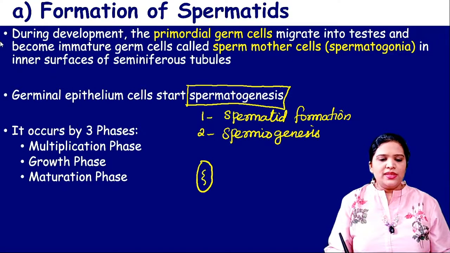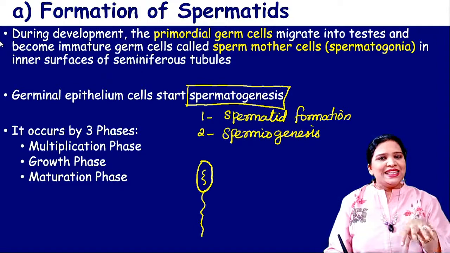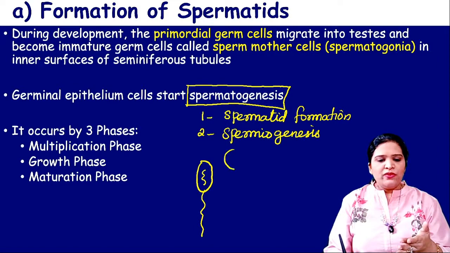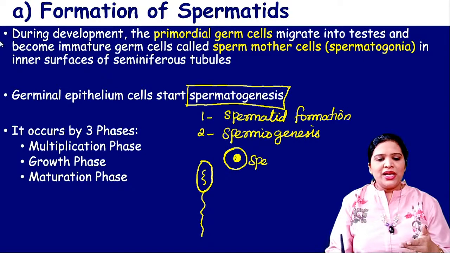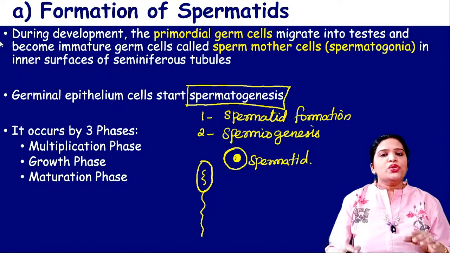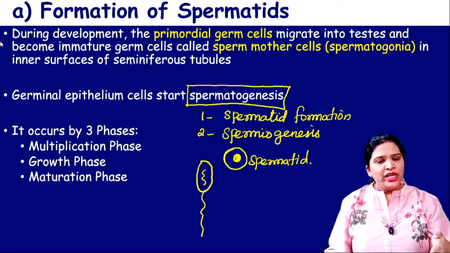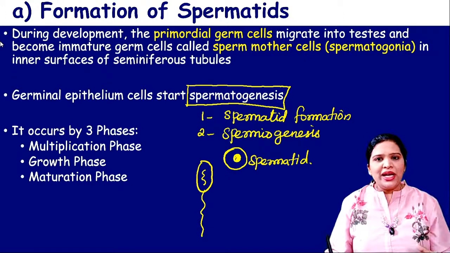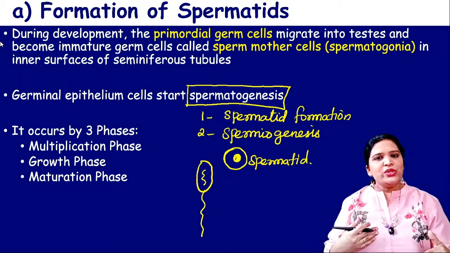Sperm, something like this, right? This is the adult sperm. Before this stage, the sperm will be in another stage called spermatid. Spermatid is an immature sperm. Okay, so from the primordial germ cell till the spermatid production, we have a sequence of steps.